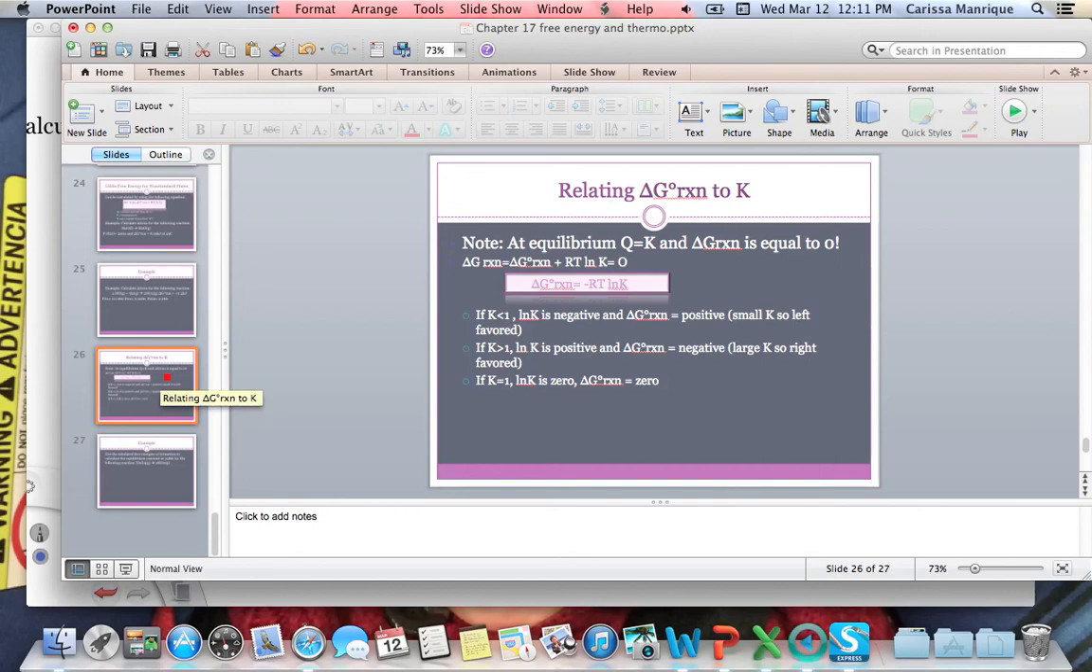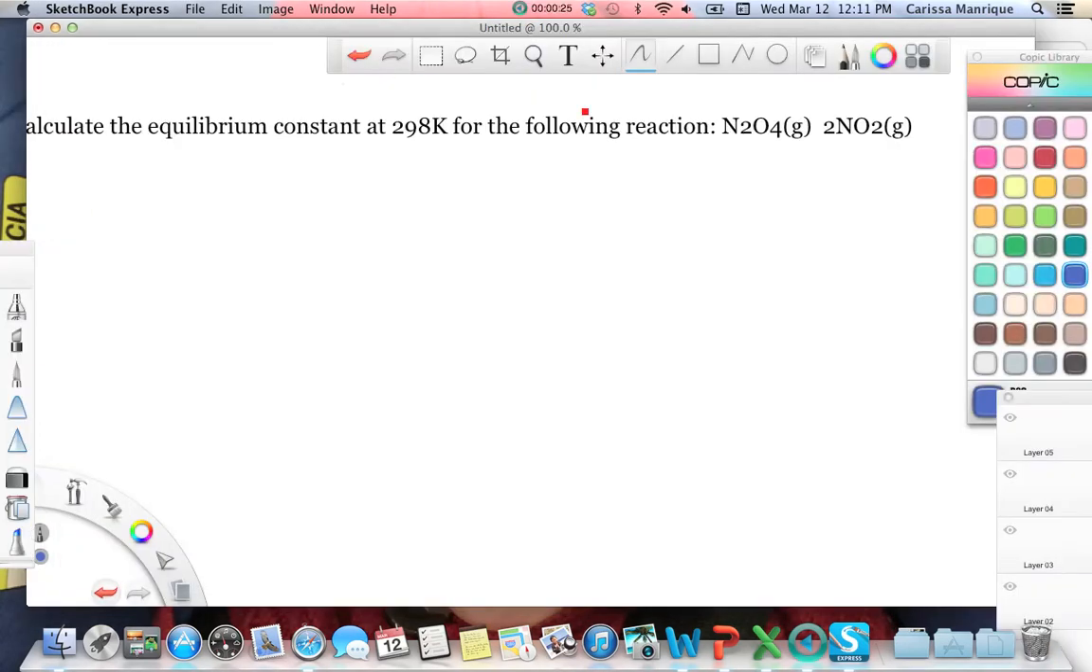So we have had a lot of chapters dedicated to K, the equilibrium constant. We've had Ka, Kb, Kc, Ksp, K everything. So what's the relationship between delta G of the reaction and K? Well, here's a problem we're going to do, but let's think about this first.